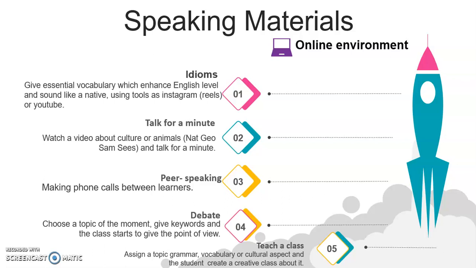Number 3 is peer speaking, making phone calls between learners. Number 4 is a debate. Choose a topic of the moment, give keywords, and the class starts to give their points of view. And finally, teach a class. According to the English level, you can assign a topic: grammar, vocabulary, or cultural aspects, and the student creates a creative class about it and talks about it.